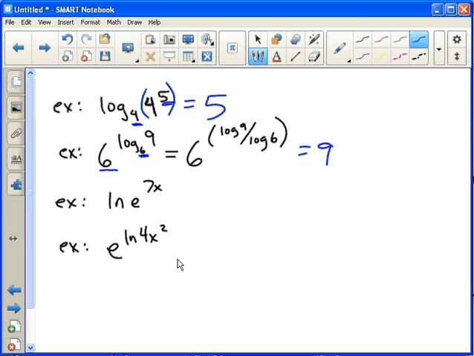Now, these last two you can't plug in your calculator because they have x's, but if you follow what I just said about them canceling each other out, it should be pretty simple. Natural log is really just log base e, so natural log and e are inverses and should cancel each other out, so it's just going to leave you with 7x. And that's true if you write it the other way: e raised to the natural log of 4x squared. e and natural log will cancel each other out, so it gives you 4x squared.